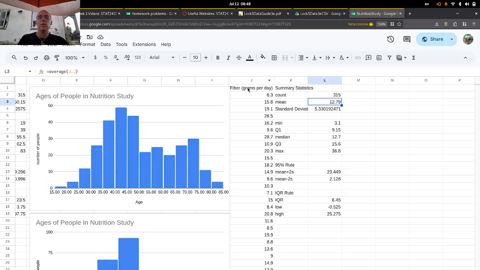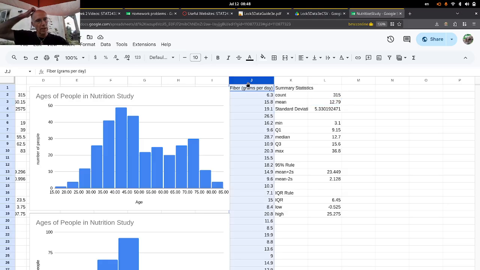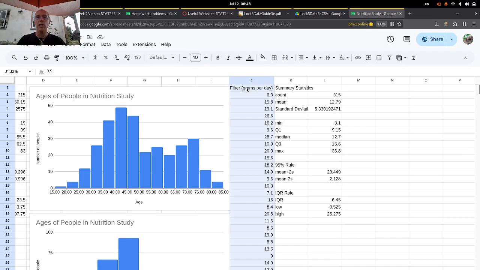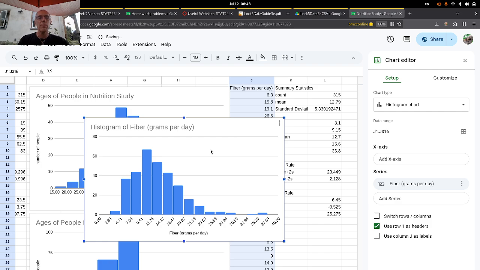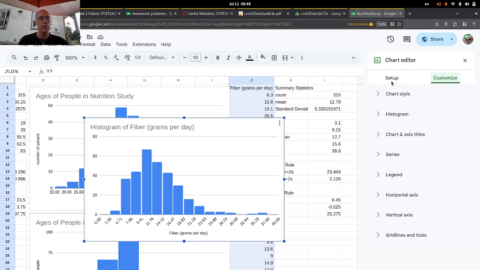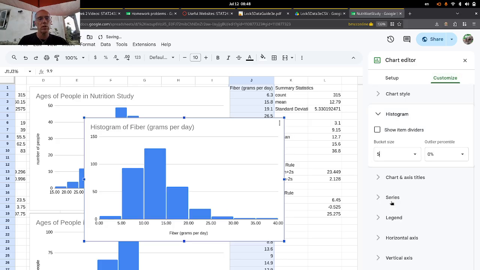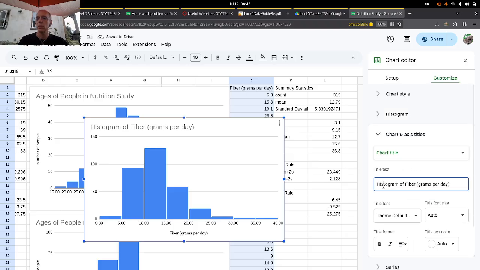So copying the fiber data, and sometimes it works to highlight the whole column. Sometimes you've got to go from the bottom to the top, or top to the bottom. So let's go from the bottom to the top. Insert chart, and it picked a histogram for me, and it did a pretty good job, except it's a lame title. So let's customize and fix, and again, these numbers suck down there. Let's try 5 again. 5's a nice number. Yeah, we'll go with that. And give it a better title.